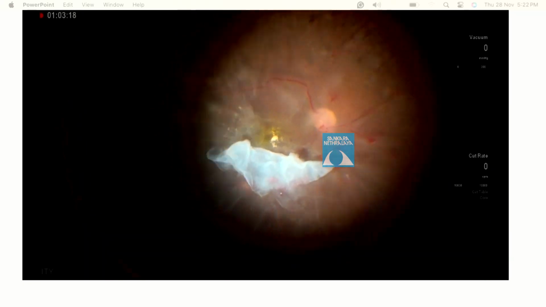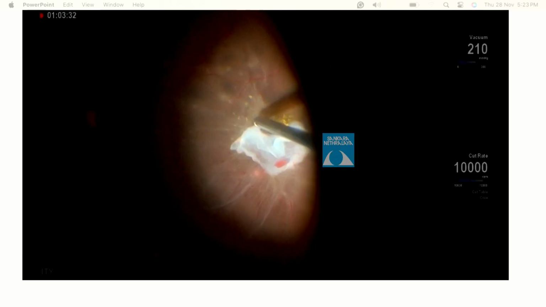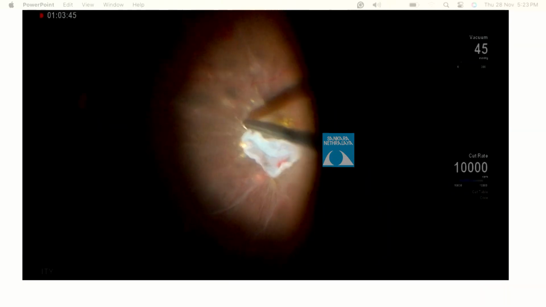So the advantage, as we can see, is that there is minimal bleeding and no residual fibrous tissue on the retina.